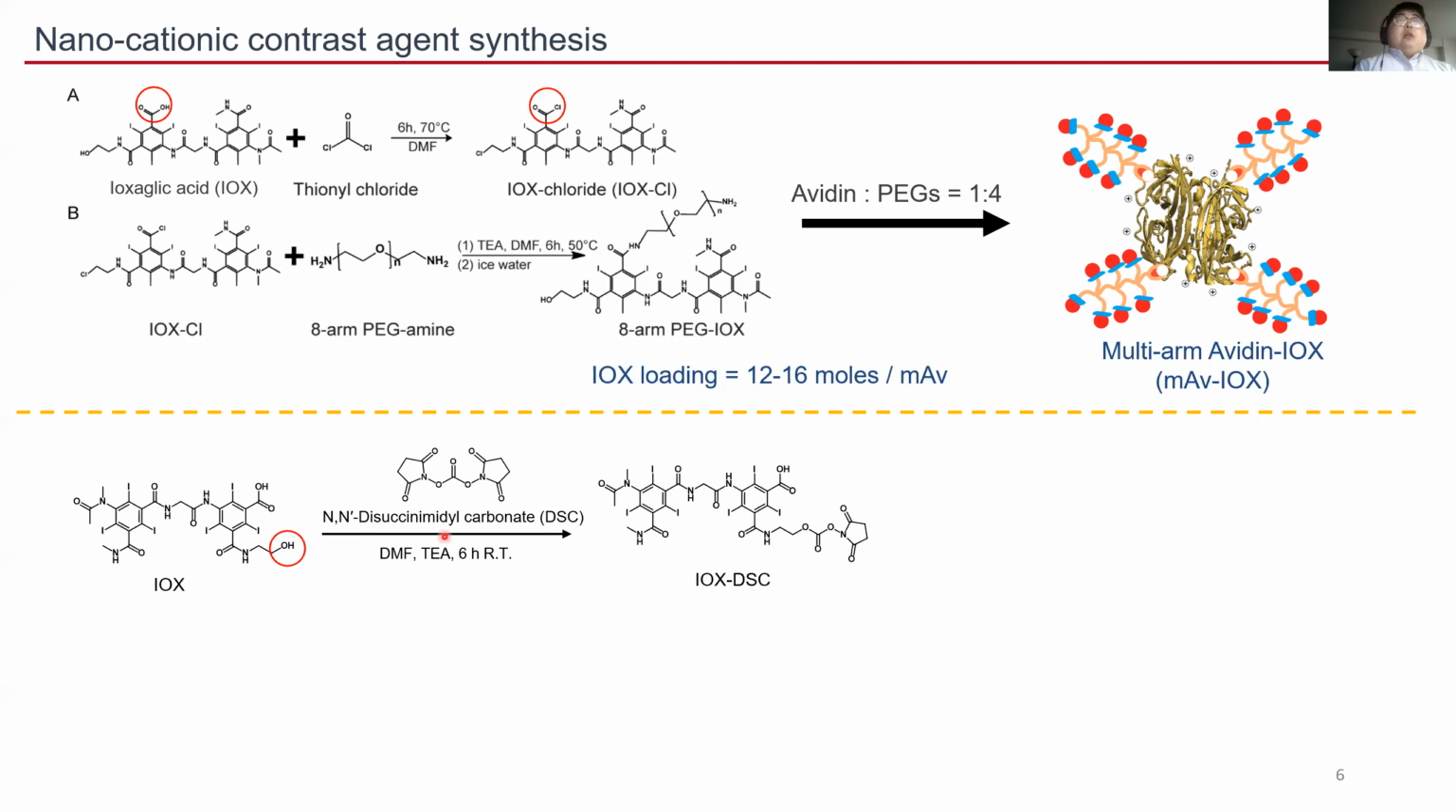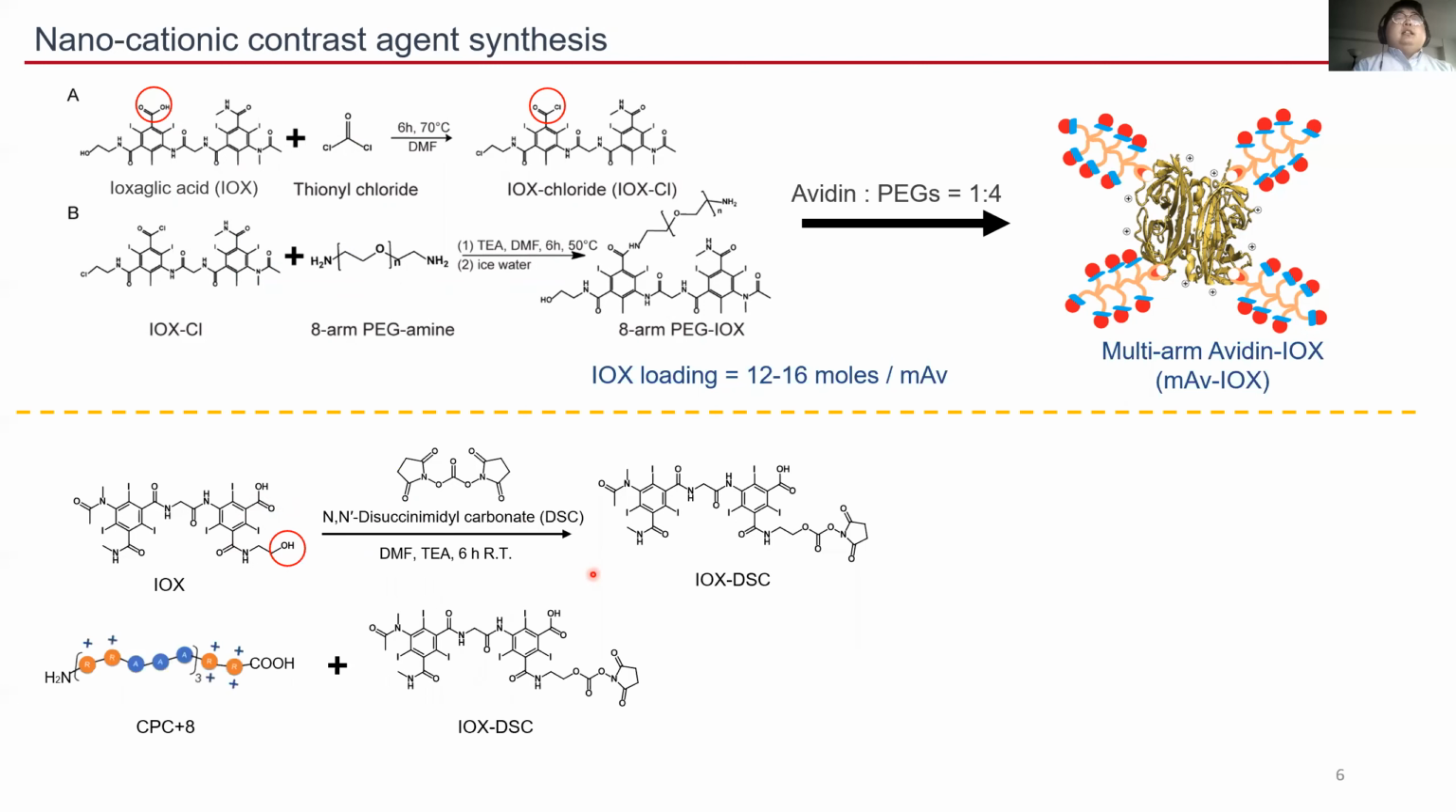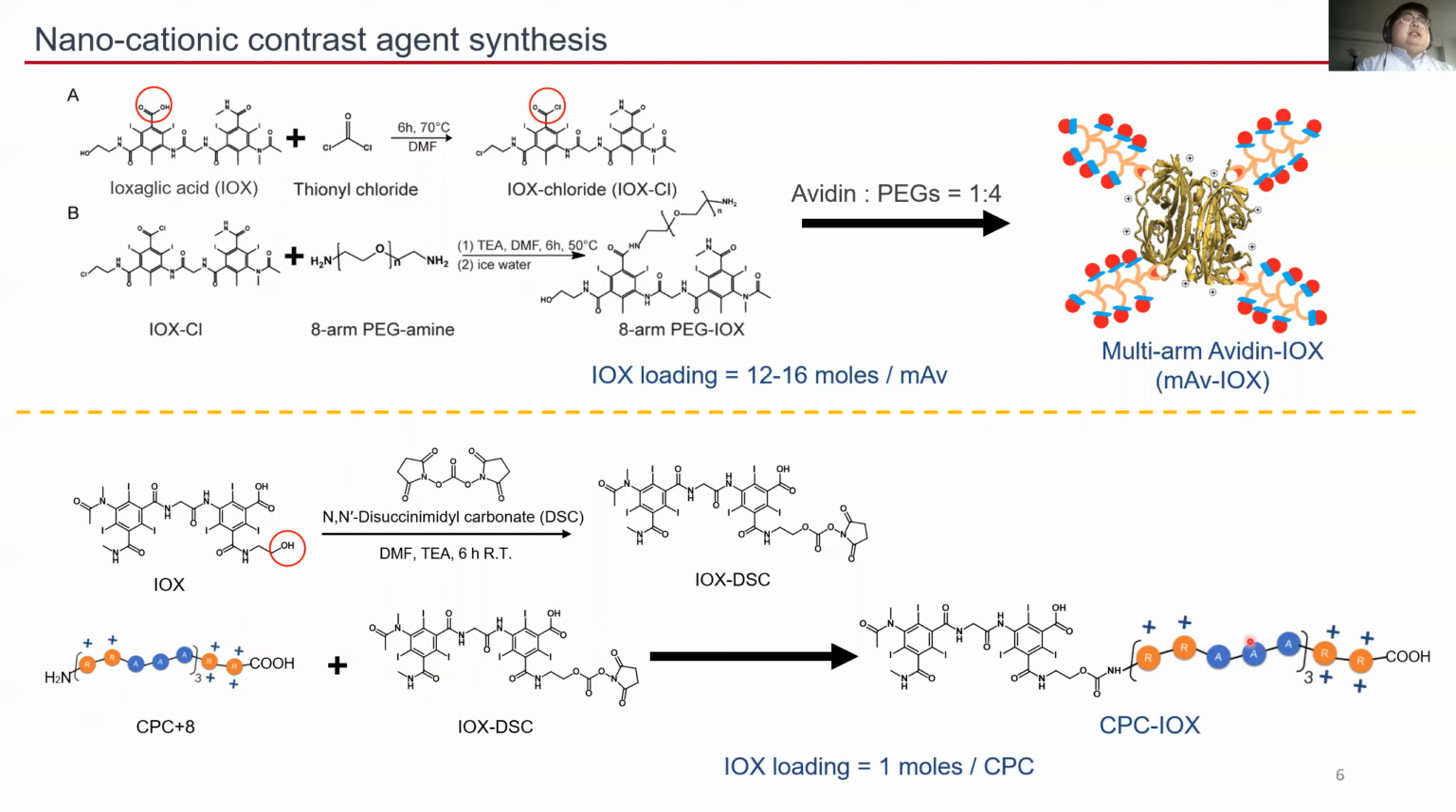As for CPC LX, the intermediate product LX DSC was obtained by reacting the hydroxy group of LX with the DSC in DMF. Then the CPC+8 peptide was mixed with LX DSC to synthesize CPC LX in PBS. Each CPC+8 peptide will have one molecule of conjugated LX.